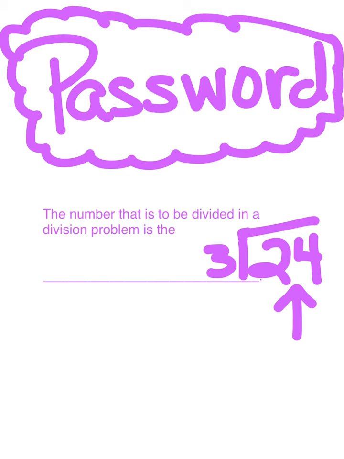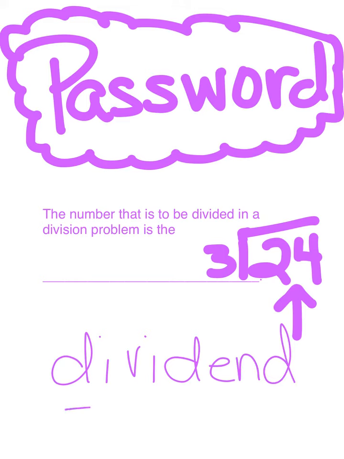Okay, time to record your password for lesson 4.8. Today's password comes from chapter 2 and is a term that you learned that deals with the number that is to be divided in a division problem, and it's looking for this number right here. What is this called right here? And if you answered with dividend, you are correct. Go ahead and record this in your planner and be sure to bring it with you to class tomorrow.